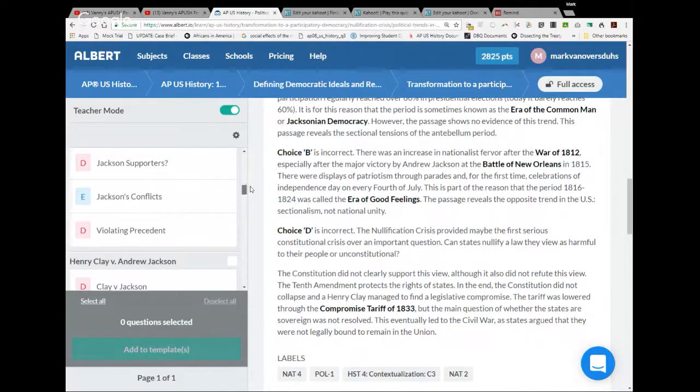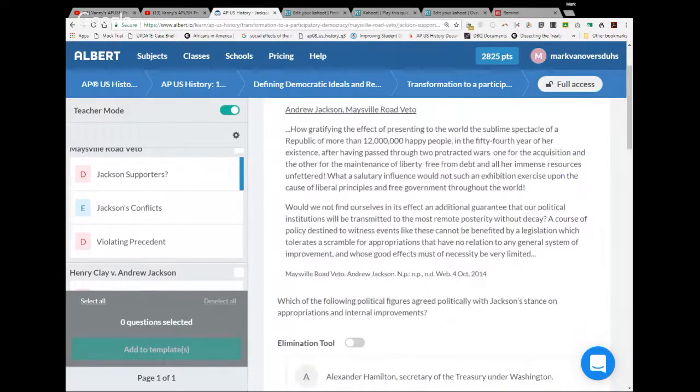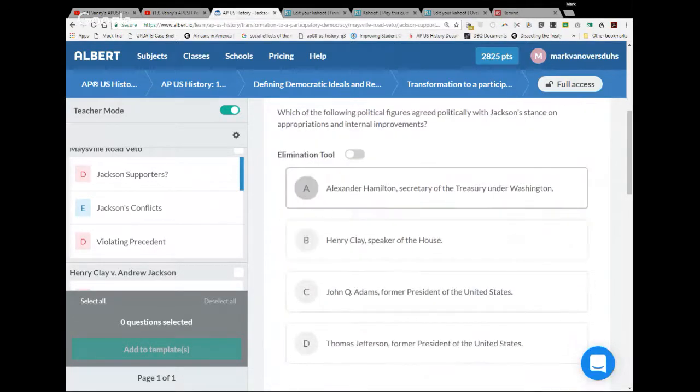Let's see here. Let's take a look at Jackson supporters. So remember, first, we know this is the Maysville Road veto. And it says here, which of the following political figures agreed politically with Jackson's stance on appropriations and internal improvements? Now, that's where you're going to have to stop and think about, do you really have to read the question or not? So let's take a look at if you have to read through the Maysville Road veto or not. Take a look under the answer choices. Alexander Hamilton, Secretary of the Treasury under Washington. Henry Clay, Speaker of the House. John Quincy Adams, the former President of the United States, or Thomas Jefferson, the former President of the United States.